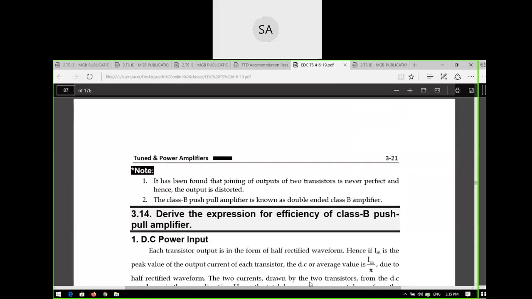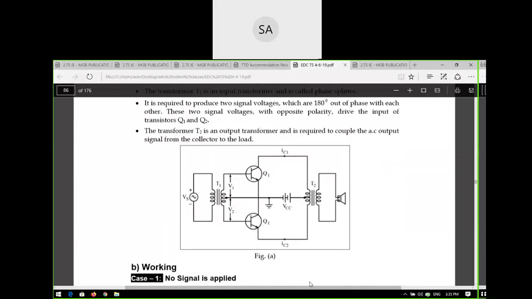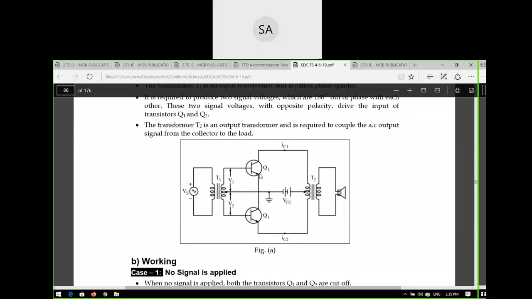So joining the outputs of two transistors is never perfect, and hence the output is distorted. Is it clear? For example, when Q1 is on, it will not be perfectly on at a time, and as well as Q2 is off, it is also not perfectly off. So some conductivity is present in Q1 and also some conductivity is there in Q2. So the overall output is not perfect, and it has some distortion.